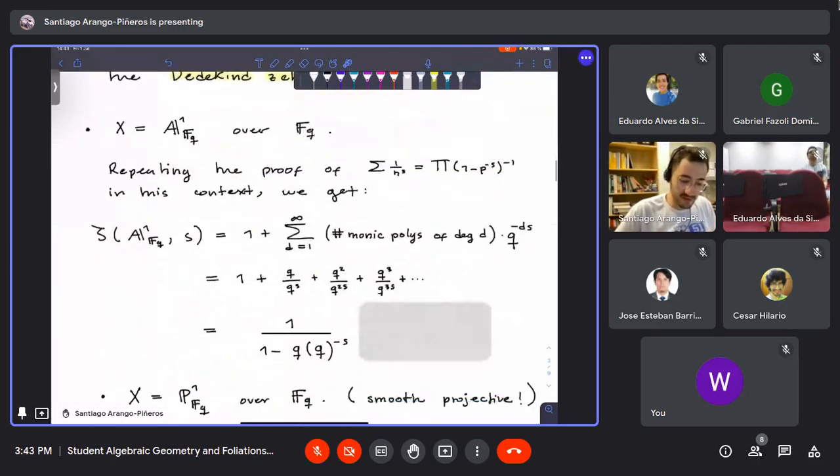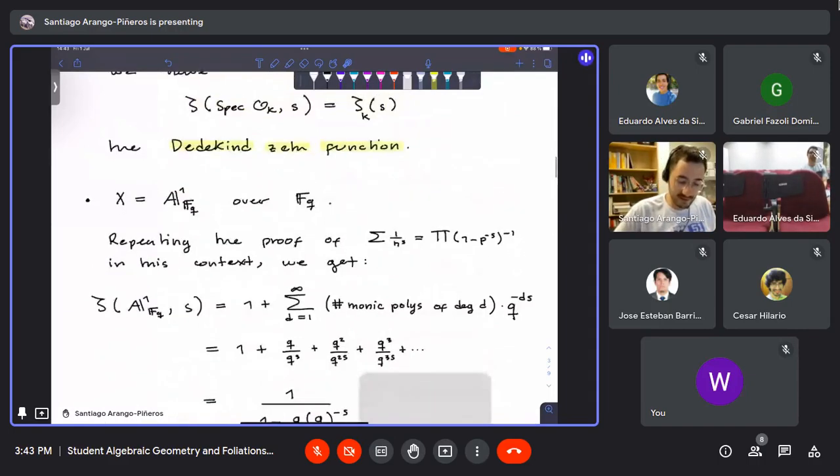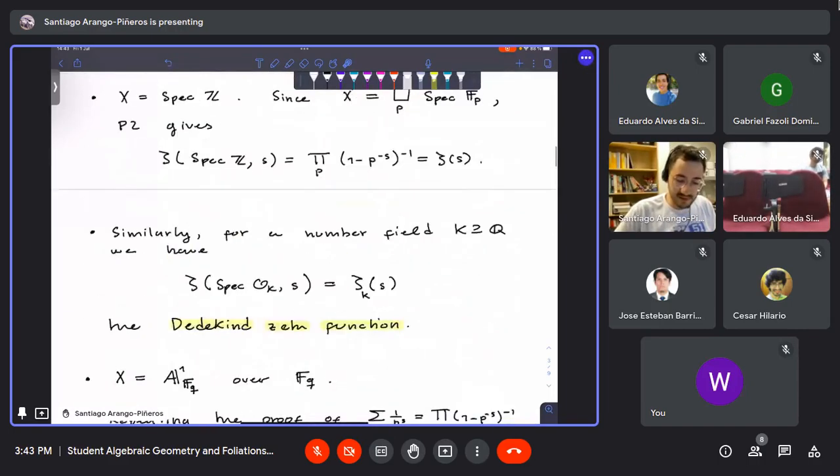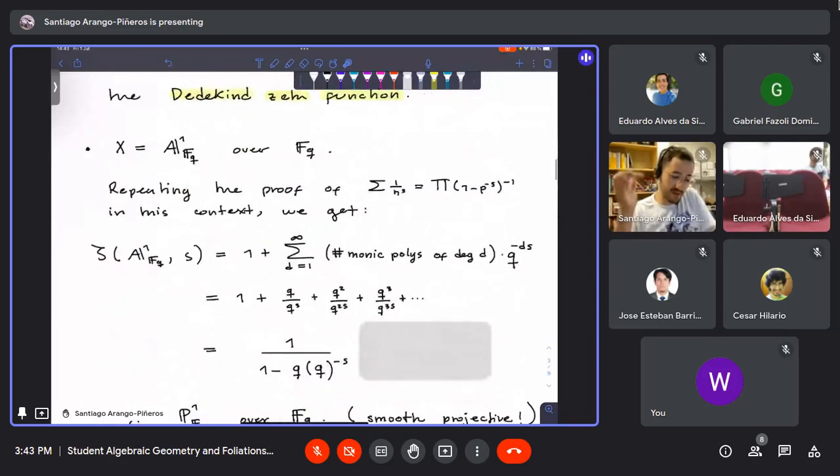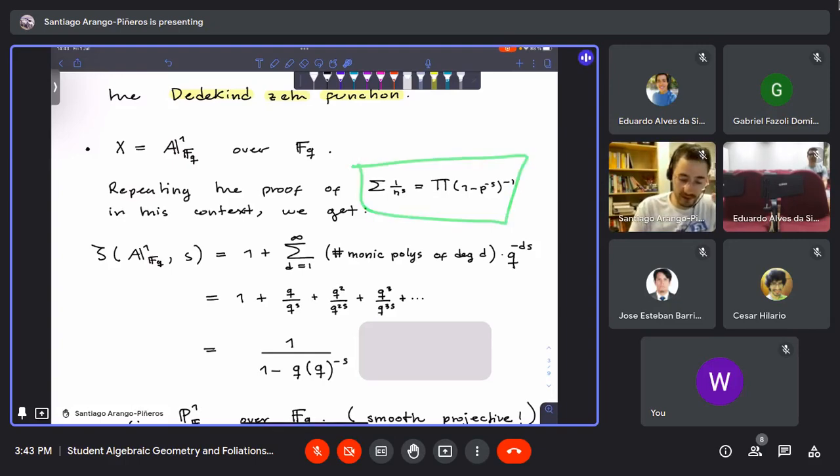So, moving on, let's look at another example that is not a point. Let's look at a one-dimensional variety, the simplest one, A1. What's interesting about A1 is that, as you know, this is the spectrum of the polynomial ring in one variable, and the polynomial ring in one variable has many properties very similar to the integers. It's also a unique factorization domain, and we can basically repeat the proof for the Riemann zeta function and the Euler product.